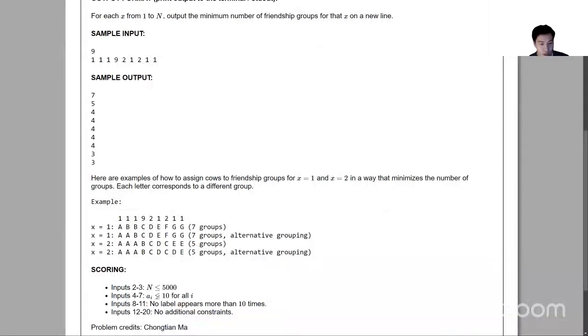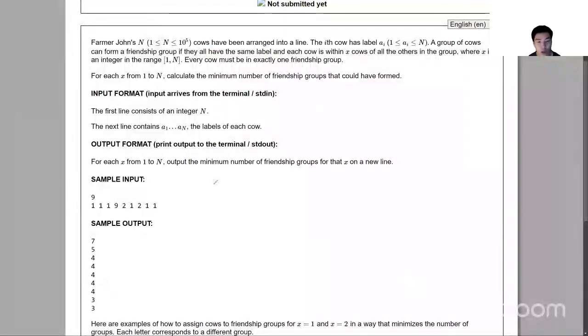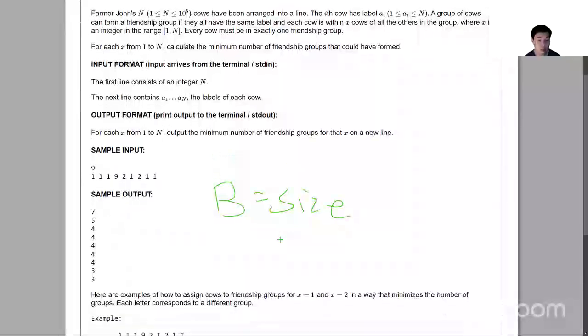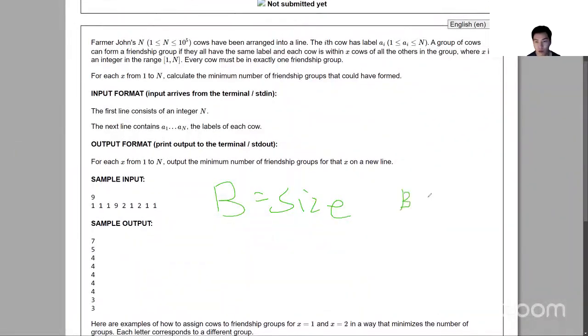Okay, so let's start with the case where the number of unique IDs is less than or equal to 10. Let's use B to denote the size of your groups. In this case, B is at least n over 10, so most of your groups are going to be quite large. So B is really large. Okay, so how do we solve the answer for a big group?